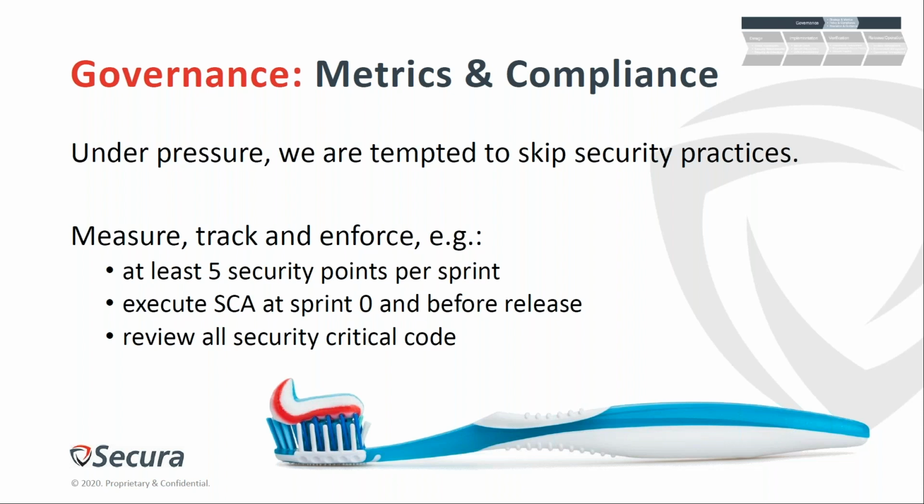So to do this, we can measure our security efforts and the results. And based on that, we can establish rules that we agree to follow. For example, we can agree to tackle at least 5 security points per sprint. And if we don't, we have something to explain. Similarly, we can agree on executing certain security practices and make them part of our definition of done.